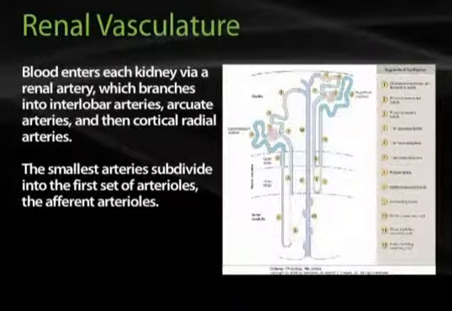Next, we will focus on the renal vasculature. Blood enters each kidney via renal artery. The renal artery then branches into the interlobar arteries, then the arcuate arteries, and finally the cortical-radial arteries. The smallest arteries subdivide into the first set of arterioles, the afferent arterioles.